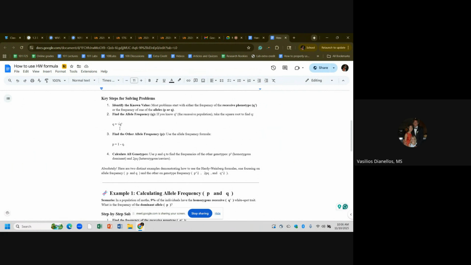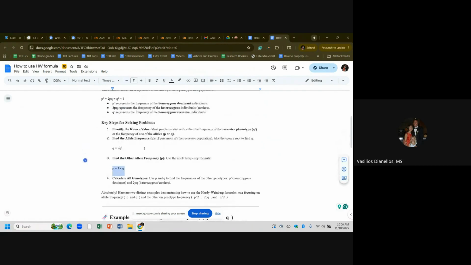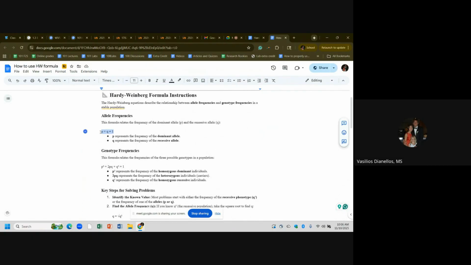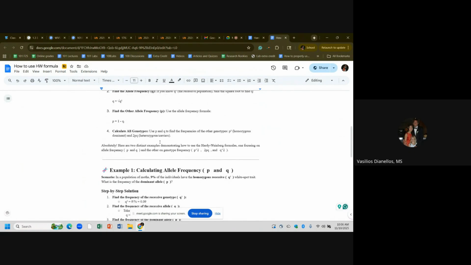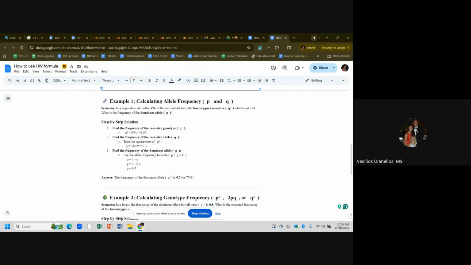And once you know Q, then you can find the other allele frequency, right? Because again, P plus Q equals 1. And I didn't show you the math here, but if you did some very simple rearranging algebraically, then that would mean P equals 1 minus Q, right? So this right here, P equals 1 minus Q, it's the same formula as this. It's just rearranged algebraically, right? Same thing, rearranged. And then once you know that, you can calculate all the genotypes. And to do that, you use the P that you figured out, use the Q that you figured out. And again, hopefully this will make more sense when I give you some examples here.